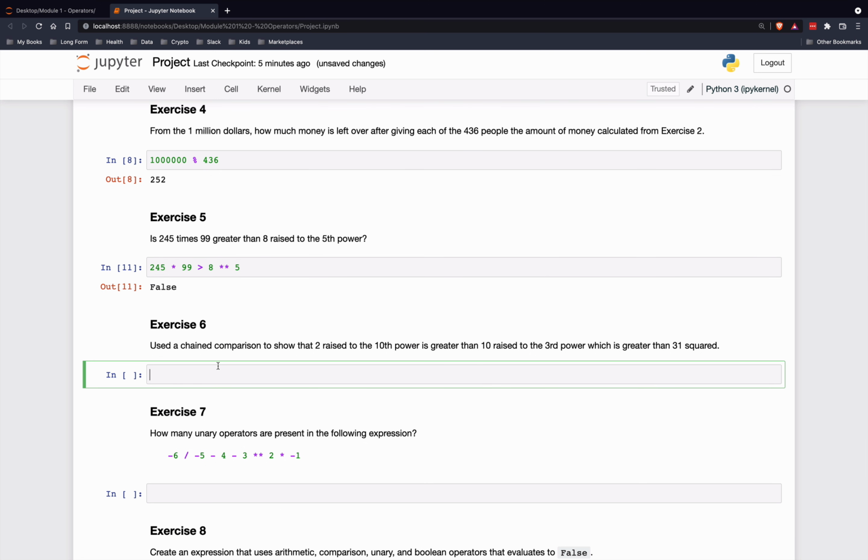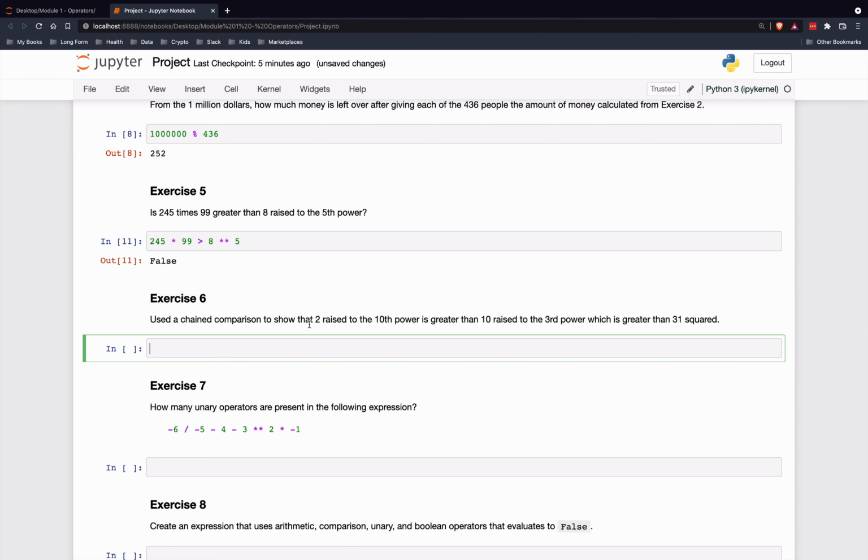All right, let's do this. Number 6, use a chained comparison to show that 2 raised to the 10th power is greater than 10 raised to the 3rd power, which is greater than 31 squared. Okay, so there's 3 separate expressions here. So we have 2 raised to the 10th power is greater than 10 raised to the 3rd power is greater than 31 squared, like this. So this is the chained comparison. So we have 2 consecutive greater than signs. So 2 to the 10th, 10 to the 3rd, 31 squared. And is all of this true?